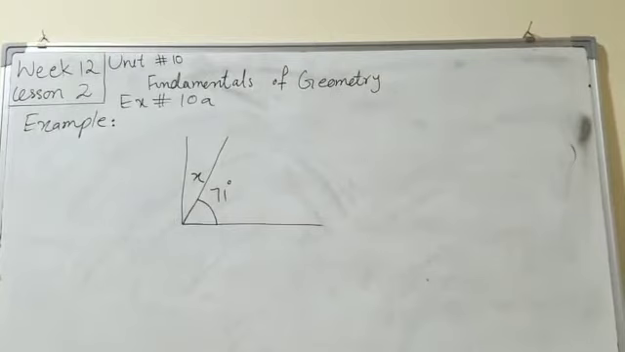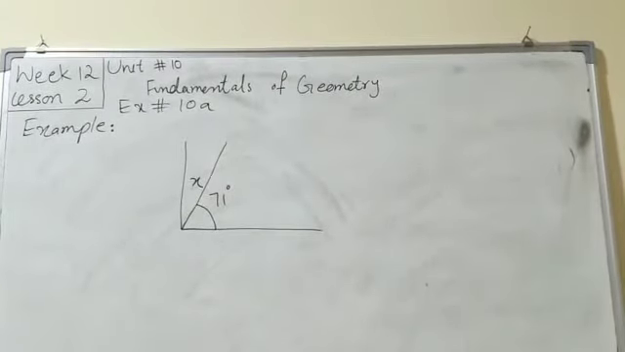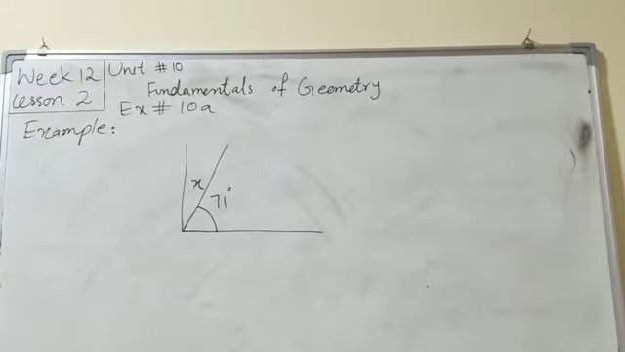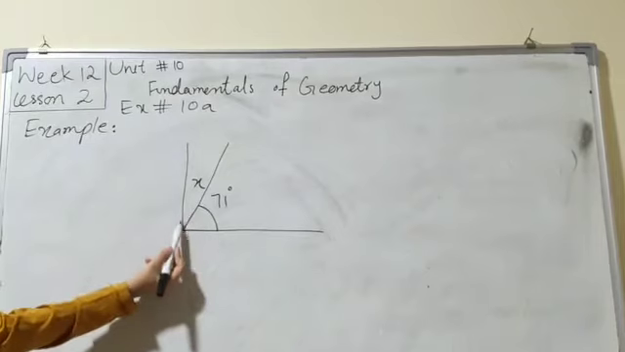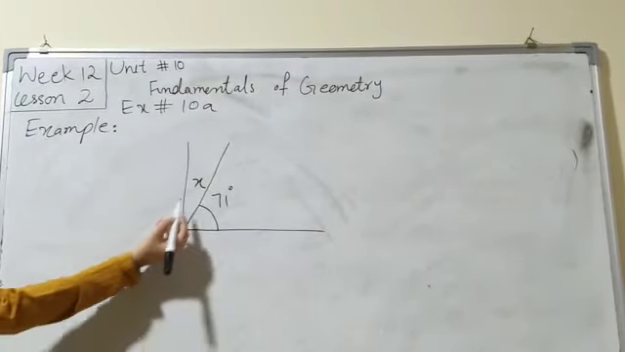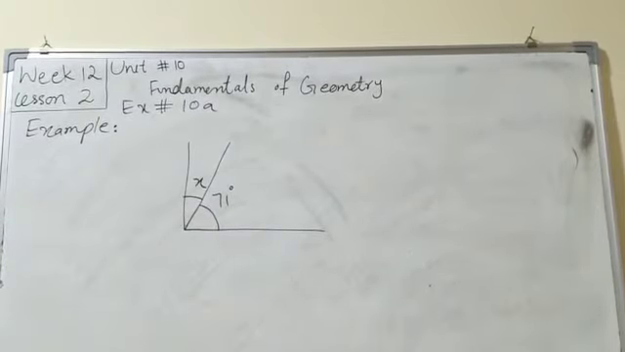We are on unit 10. Today we are going to start exercise 10a, in which we have to find the missing angle. For that we need to solve this example first so that you get the idea how to find missing angles. In this figure you can see that we are having an x angle and 71 degree. We have to find the value of x, and we know that the total angle, let's give the name of the lines as AOB.